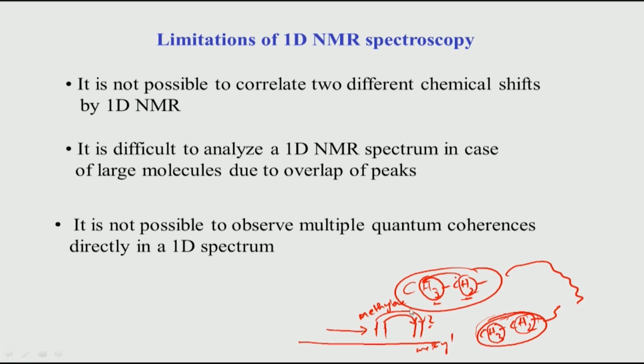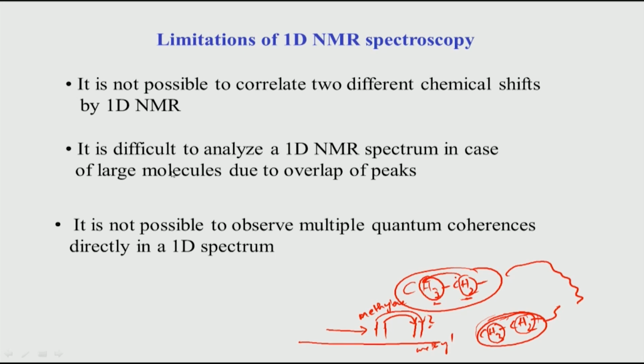But that connection information is not there. So, for that we need to go to 2D NMR. This is one of the limitations of 1D proton NMR. And secondly, you can resolve overlaps. Again, we will see some examples of how we can resolve overlaps.